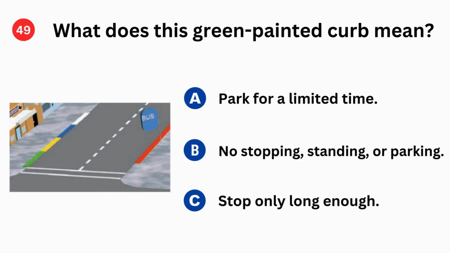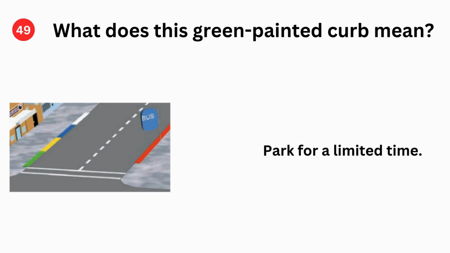What does this green painted curb mean? A, park for a limited time. B, no stopping, standing, or parking. C, stop only long enough. Great choice. It means parking is allowed for a limited time.